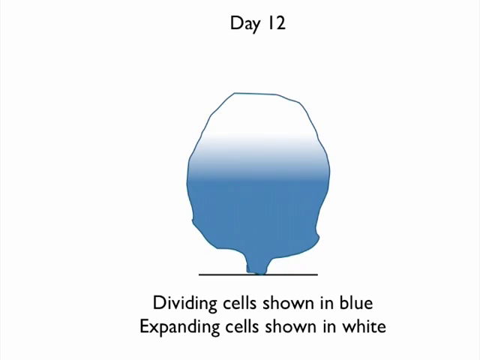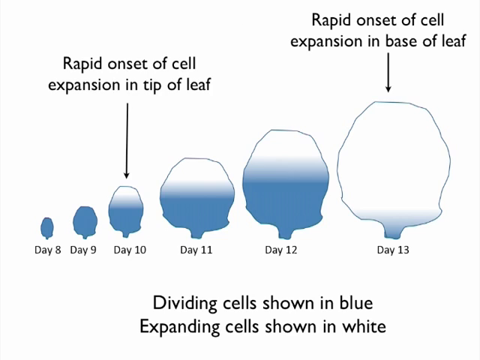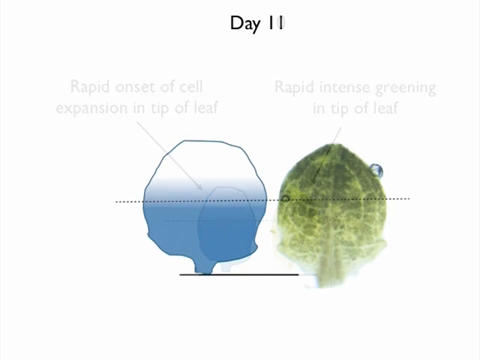And even more surprisingly, we found that these rapid changes in proliferation were very tightly coordinated with the onset of photomorphogenesis, and that by blocking chloroplast differentiation, we could also inhibit the onset of cell expansion.